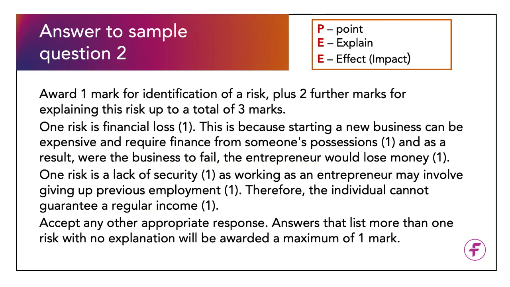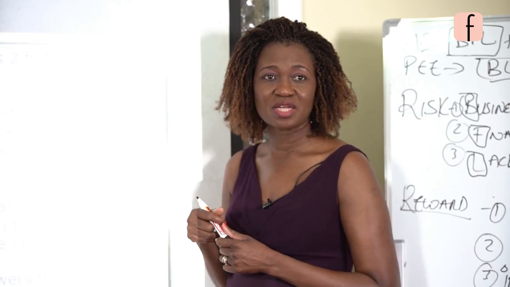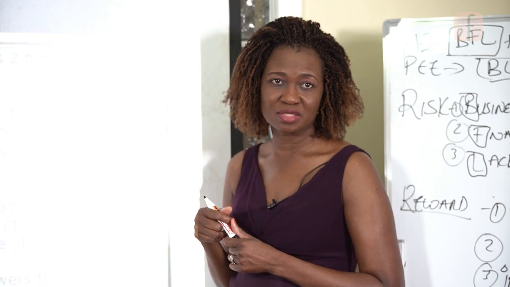This is because starting a new business can be expensive and require finance from someone's possessions. And as a result, you've seen the connectives being used. As a result, the business may fail and the entrepreneur would lose money. This is how to get the 3-mark points. You can pause it and have a look at the rest of the answers.